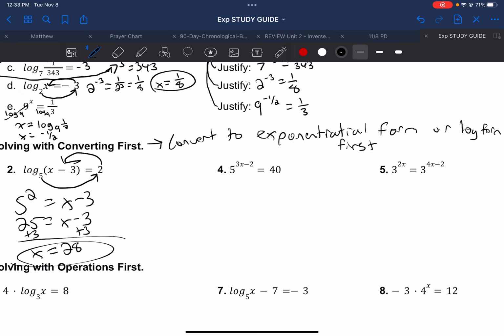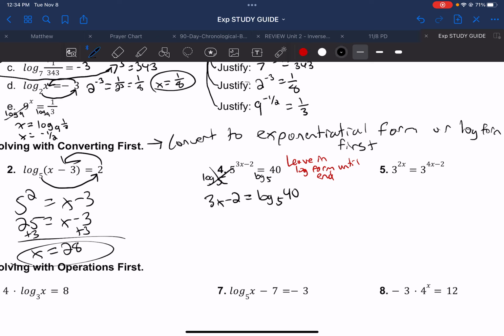Here, I need to get rid of the base here. I need to get the exponent down, so I need to do log base 5 on both sides. Log base 5. This cancels out, so I have 3x minus 2 equals log base 5 of 40. And right here, what I would recommend doing is just leave it written out until the end. So I'm going to write that down. Leave in log form until end.